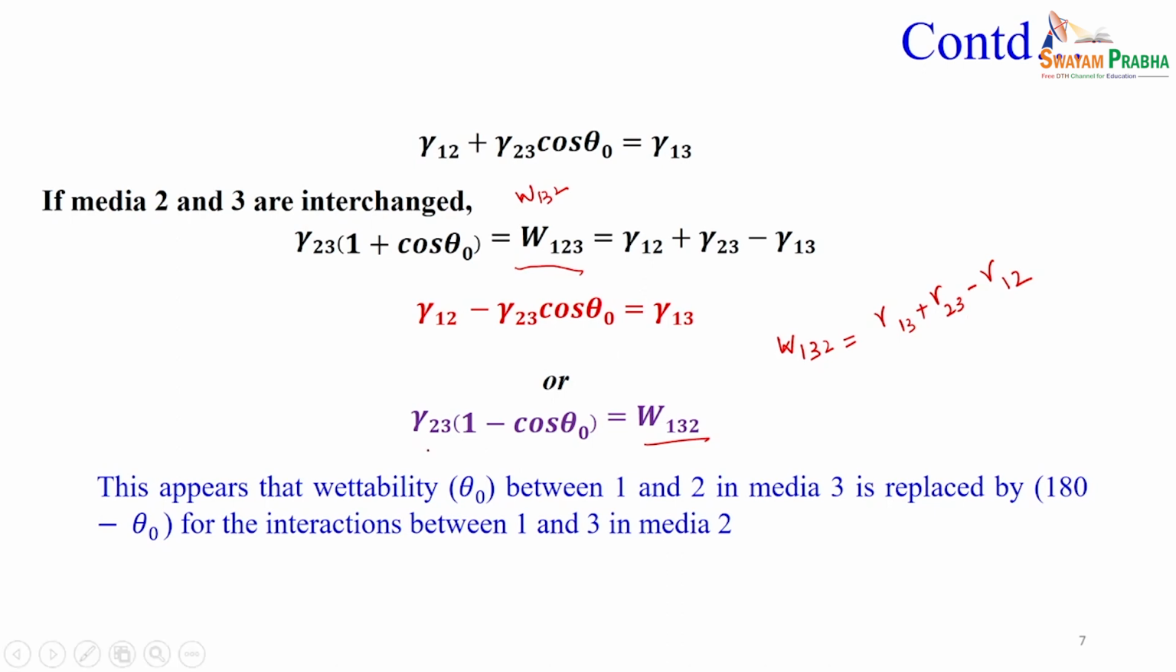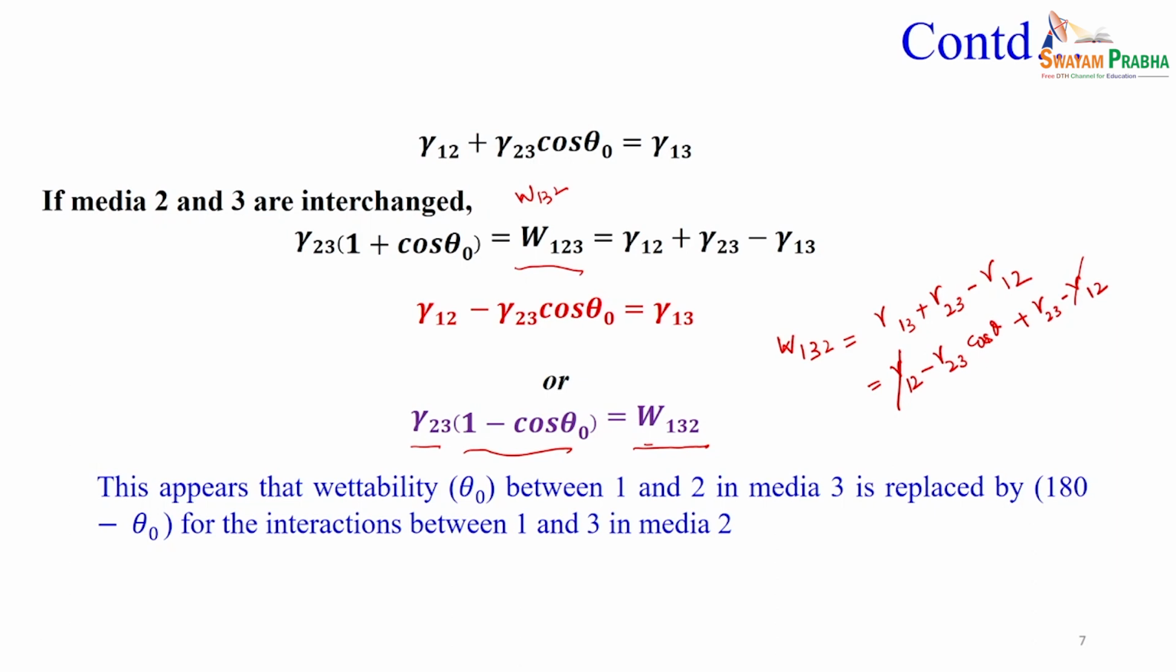So, it will simply be gamma 1 3 equals gamma 1 2 minus gamma 2 3 cos theta plus gamma 2 3 minus gamma 1 2. So, gamma 1 2 will be cancelled out. So, this will be W 1 3 2 is equal to gamma 2 3 (1 minus cos theta 0).